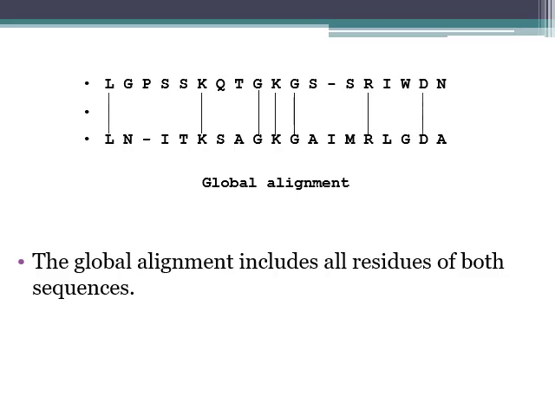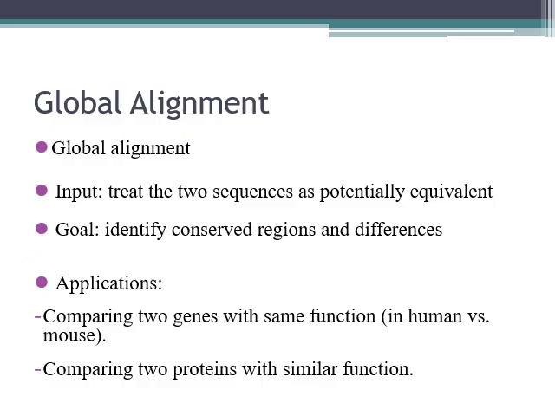So in global alignment, we assume that the two sequences are of the same length. They are similar over their entire length because they share common ancestry. So global alignment includes all the residues of both sequences. In global alignment, the input is to treat the two sequences as potentially equivalent, and the goal is to identify conserved regions and differences among the two sequences. The application of global alignment is comparing two genes with the same function. Maybe there is a gene performing the same function in human and mouse. You compare that gene by the global alignment method, or by comparing two proteins with the same function.